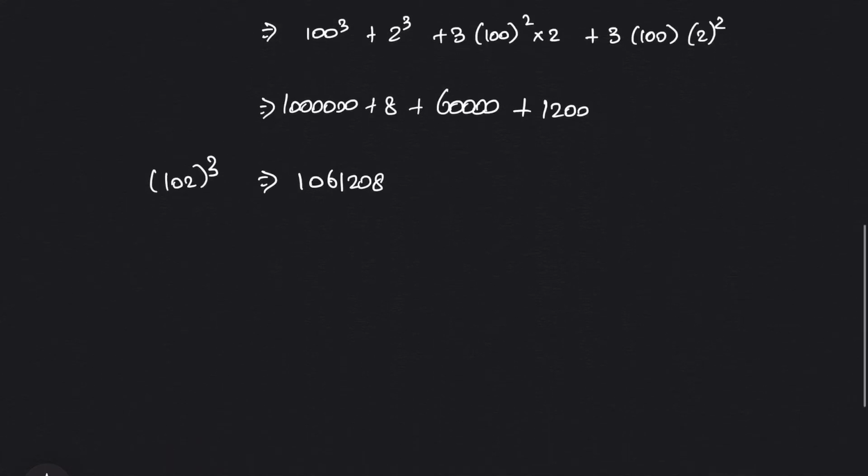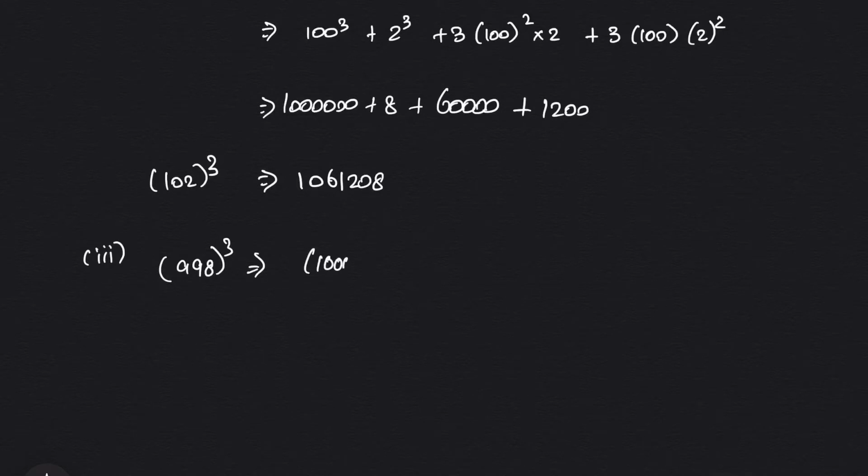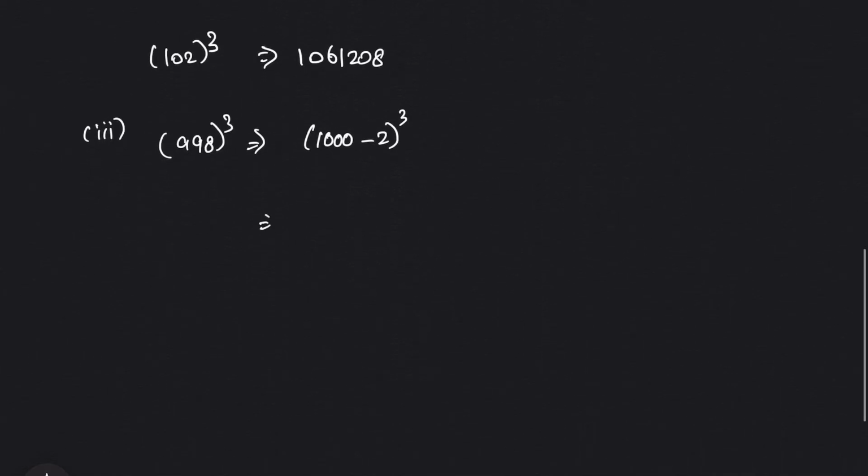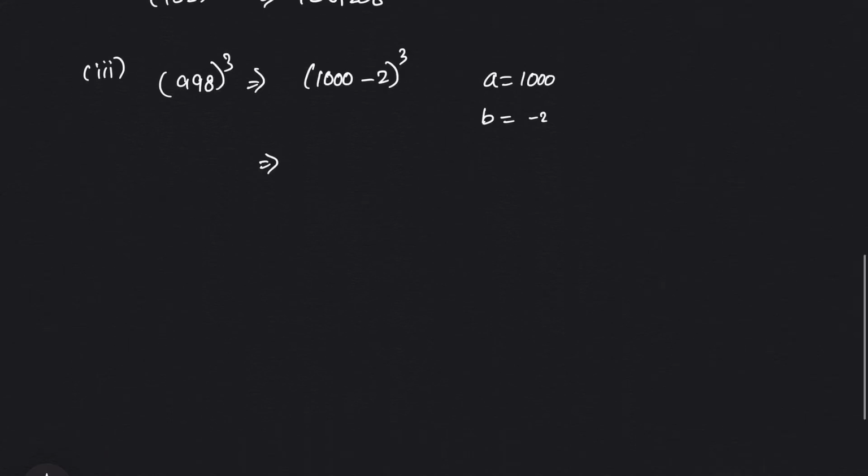Then the third question. 998 whole cube. Again it will be split, with 1000 as the base. So (1000 minus 2) whole cube. Then substitute the formula. So a value is equal to 1000, b value is equal to minus 2. Just replacing here.